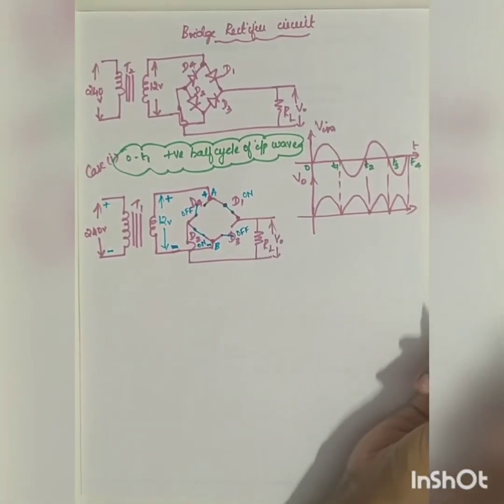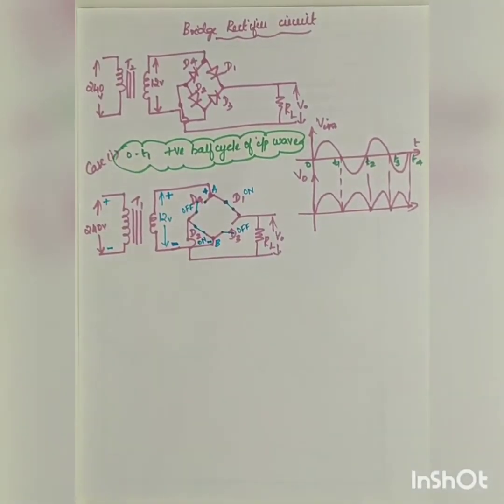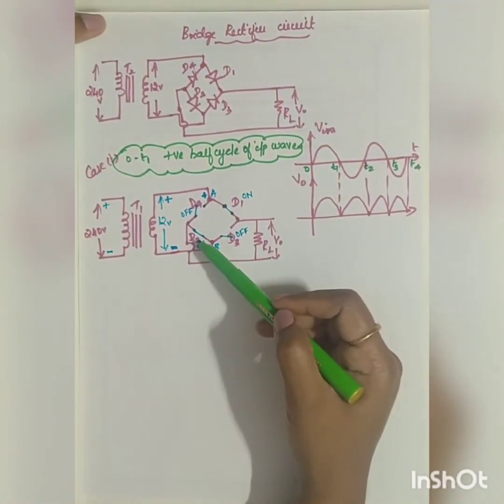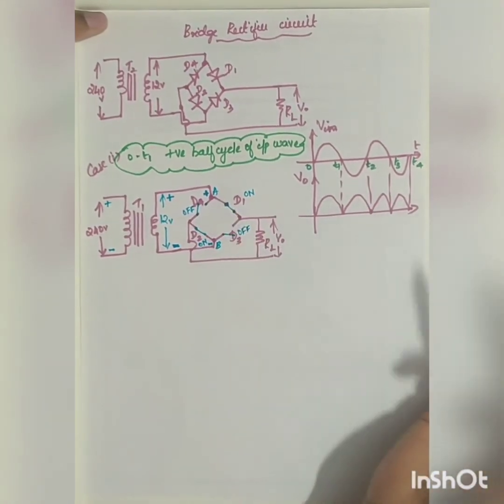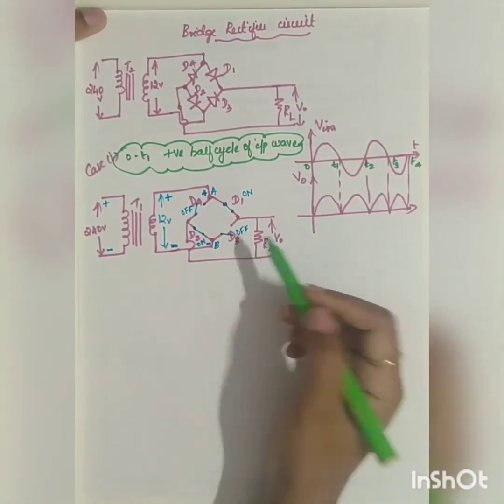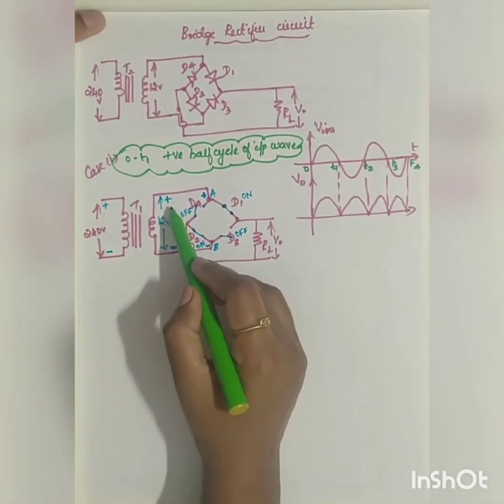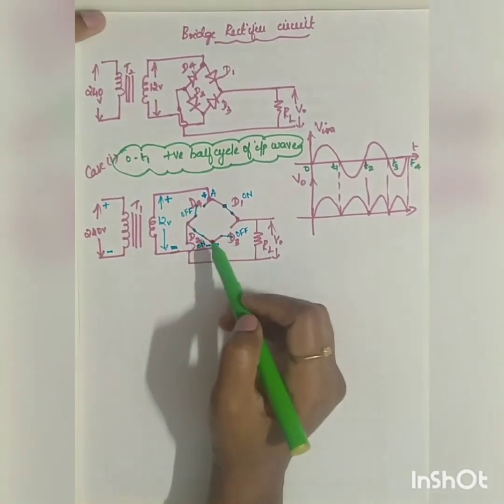I hope that you would have understood this. Okay. Now if I can draw, I am repeating it once again. In this case, D1 and D2 will be forward biased, D3 and D4 will be reverse biased. So they will be in the off condition. Now what will be the current path? The current always flows from positive to negative, right?